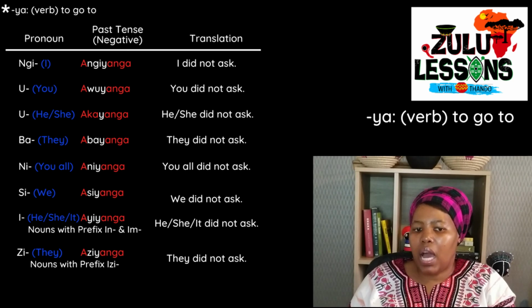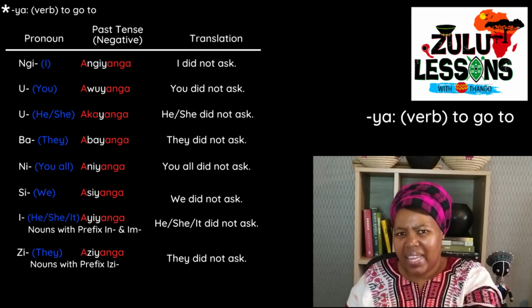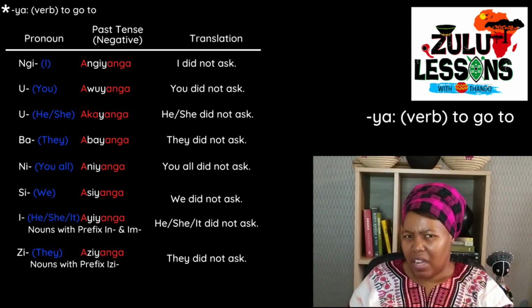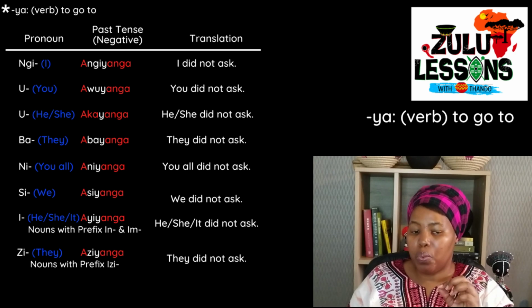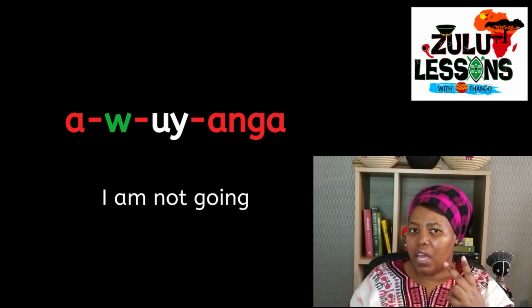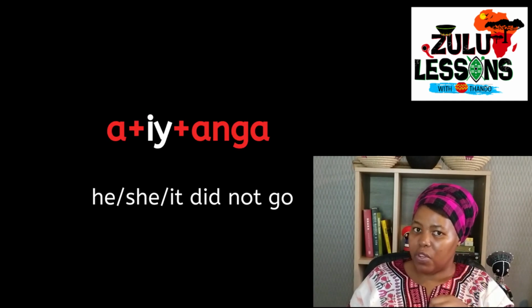So now let's have a look at this. There is one that says awuyanga, there is one that says akayanga, and there is one that says ayiyanga. When we think about it, it doesn't quite follow the rule, because when we make it negative, we put a at the beginning and anga at the end, the prefix and the suffix. So these other ones have extra stuff. When you have a u, you put in a w between the a and the u, so that you don't have two vowels following each other. When you have an i, you put in a y, so you don't have two vowels following each other.